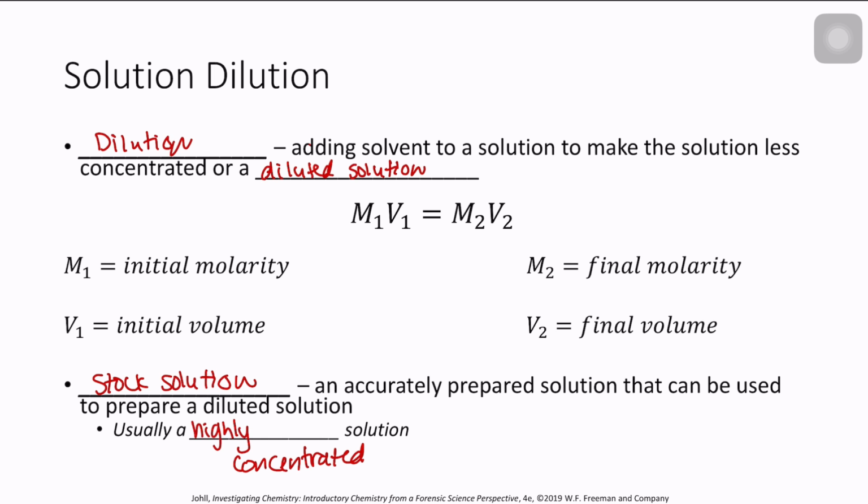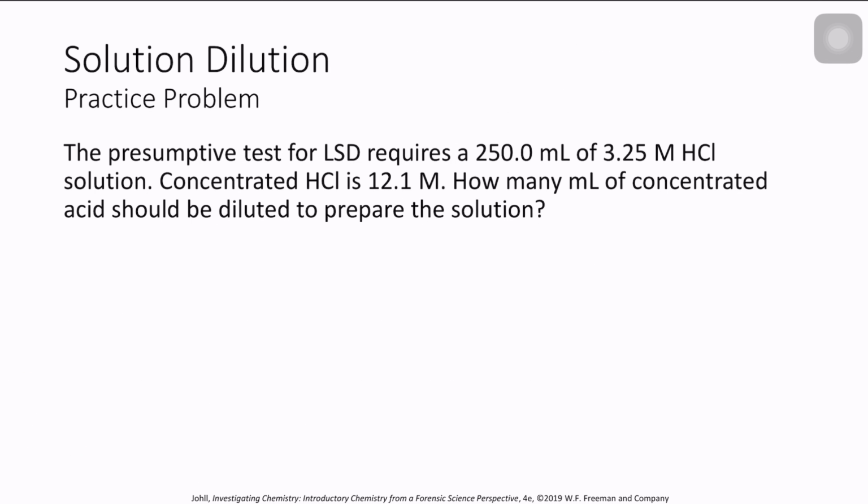So let's look at an example of how we can use M1V1 equals M2V2. The presumptive test for LSD requires 250 milliliters of 3.25 molar hydrochloric acid solution. Concentrated hydrochloric acid is 12.1 molar. So, how many milliliters of the concentrated acid should be diluted to prepare the solution?